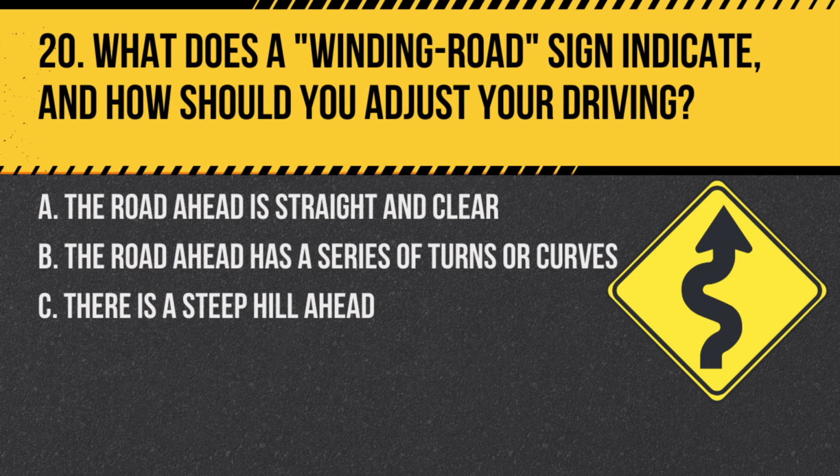Question 20. What does a winding road sign indicate, and how should you adjust your driving? A. The road ahead is straight and clear. B. The road ahead has a series of turns or curves. C. There is a steep hill ahead. Answer. B. The road ahead has a series of turns or curves. A winding road sign warns drivers of upcoming twists and turns in the road, advising them to reduce speed and drive with caution.